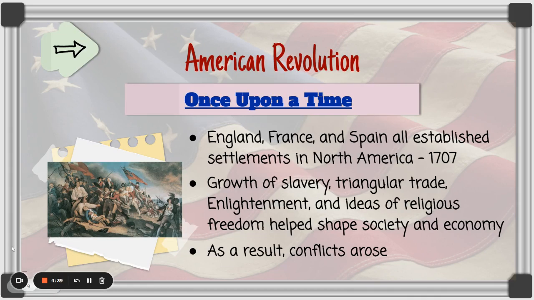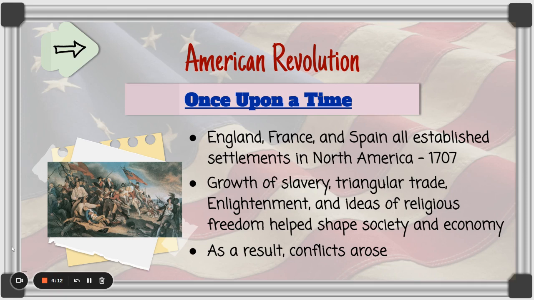So, the American Revolution, something to set the stage a little bit. At this point in time, you had England, France, and Spain all establishing settlements in North America. And what they used the American nations for was just mercantilism, for the raw resources they would buy and then sell back all the finished products and make a ton of money off of it. Another negative component of all the exploration was the growth of slavery and the triangular trade.